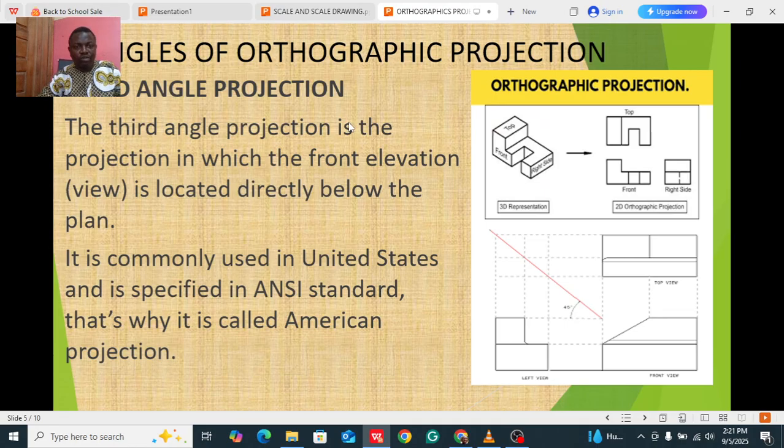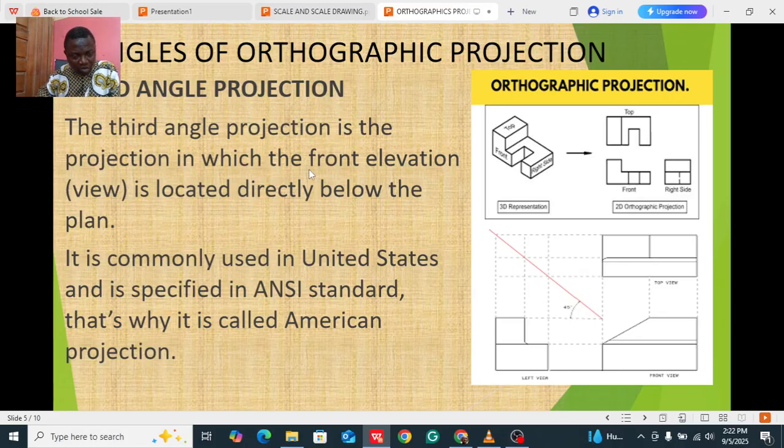Now, let's move to third angle projection. Third angle projection is a projection in which the front elevation or front view is located directly below the plan. You see, third angle projection is just a reverse, or you can say the opposite, of first angle projection in terms of the arrangement. You know, for first angle, the front view is on top, the plan is below.